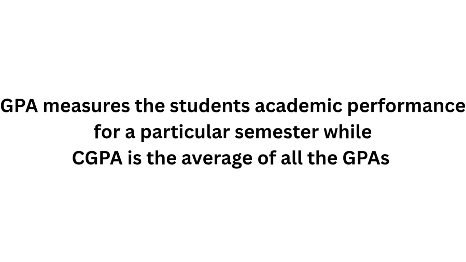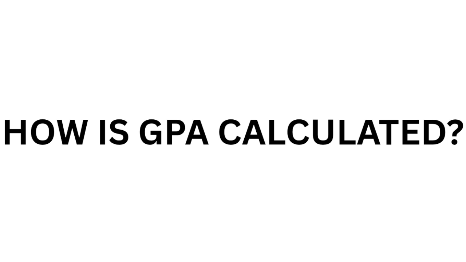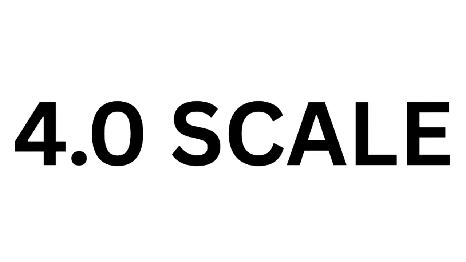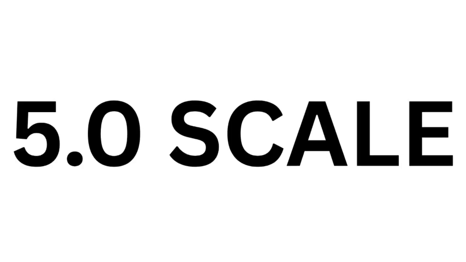The next thing we're going to be looking at is how GPA is calculated. GPA is calculated by dividing the total grade points earned by the total number of credit units attempted across that semester. It is commonly expressed on a 4.0 scale, which is common in the US, on a 5.0 scale, which is common in our country, Nigeria, or on a 10.0 scale, which is common in India.